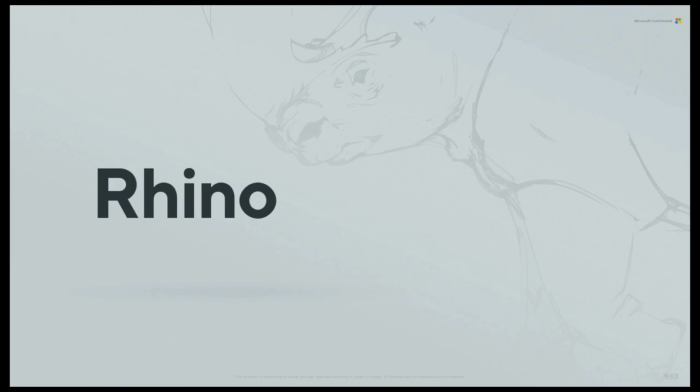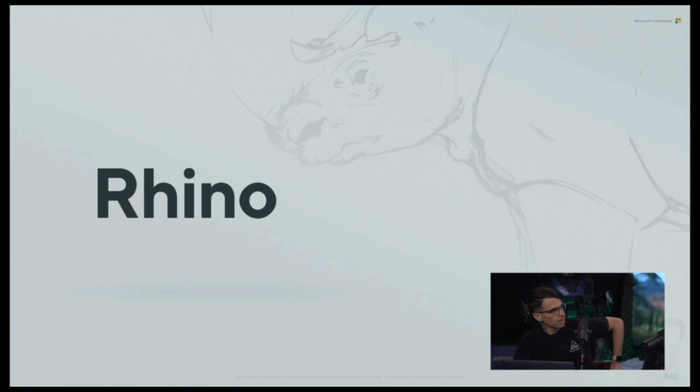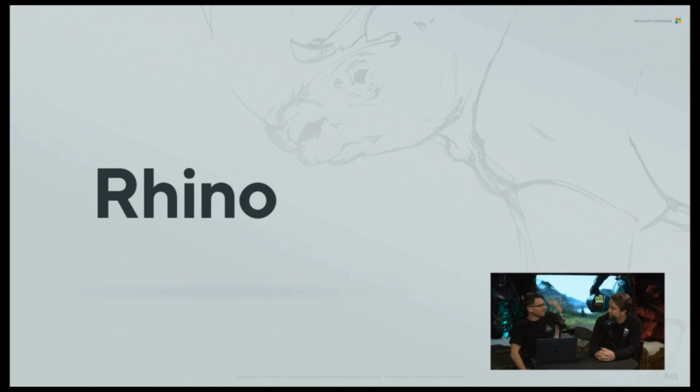All right, and then we have the Rhino. So I just referred to this as the Space Rhino. What was the team literally calling it? Everyone just called it the Space Rhino. Yeah, we call it the Space Rhino. I like the Space Rhino. Let's make it official.